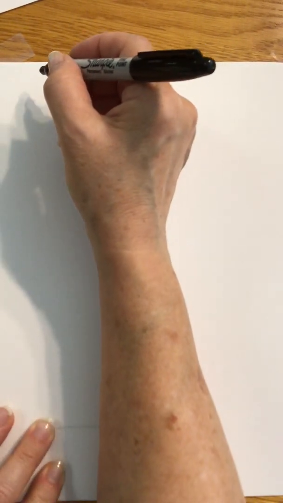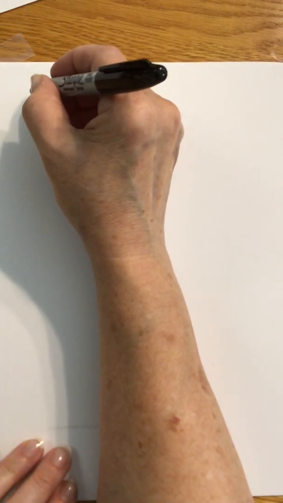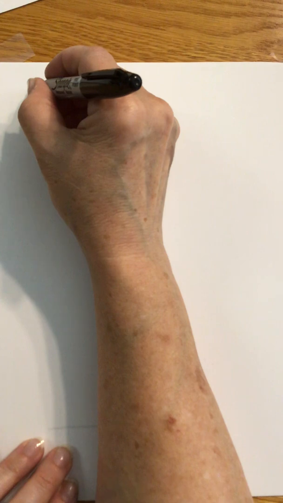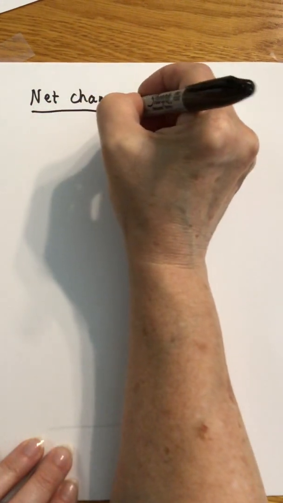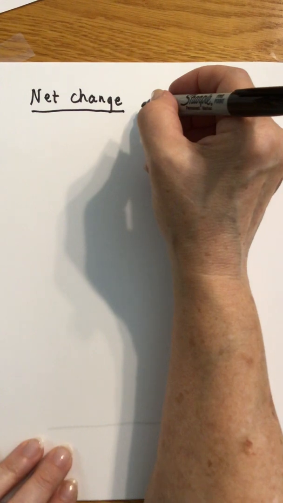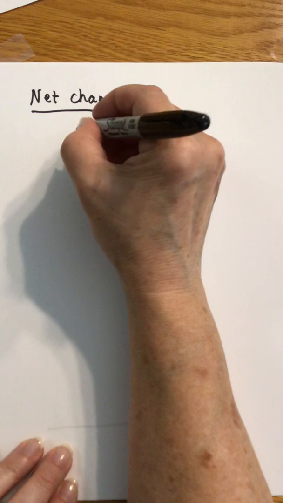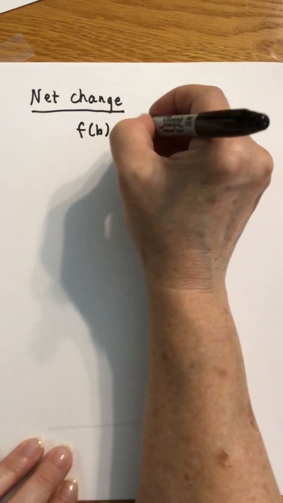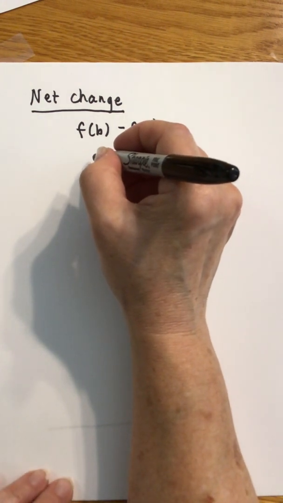Okay, the next thing we're going to look at is net change in the value of a function. Net change is the value of a function as it changes from one input to another input. So we're going to have f of b minus f of a. It's going to see what it does to change from one to the other.